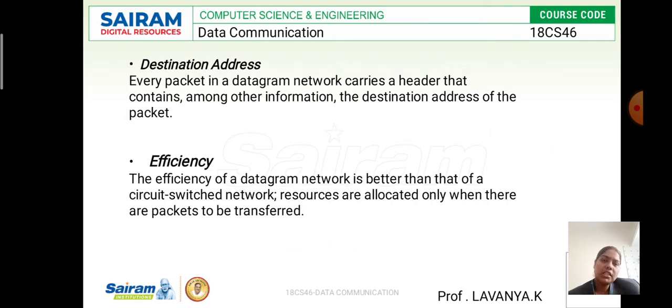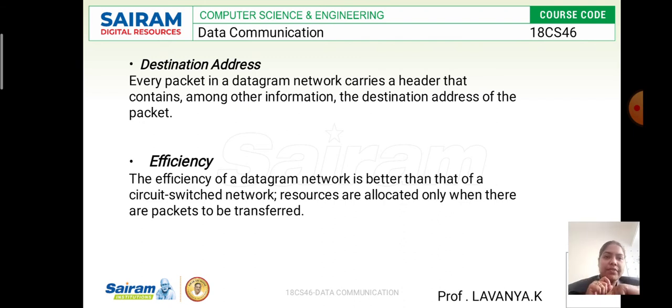The next one is the destination address. Each and every packet carries a header, which means they label that particular data so that it reaches the destination. This is the information they carry: the destination is labeled as the particular destination address on the packet, so that this packet will reach the particular destination node.